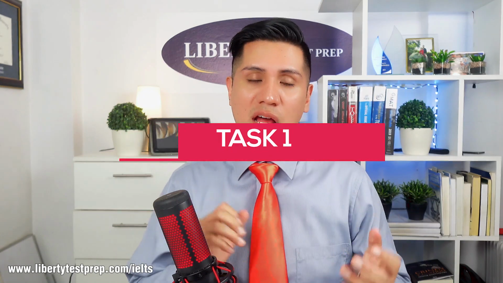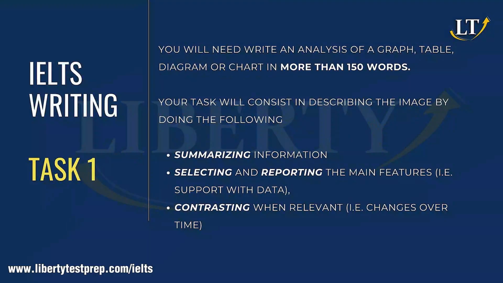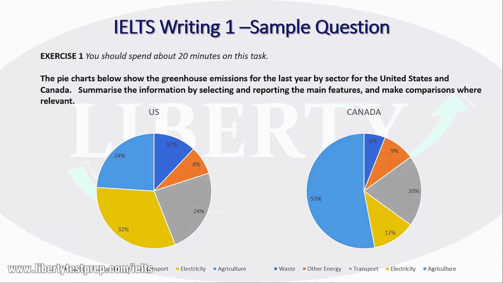What do they ask us about task number 1? Well, here you have it. So let's analyze this first task for the writing section. On the first task, you will need to write an analysis of a graph, table, diagram, or chart in more than 150 words. So they will give you a chart, something like this, okay? Something like this, okay?